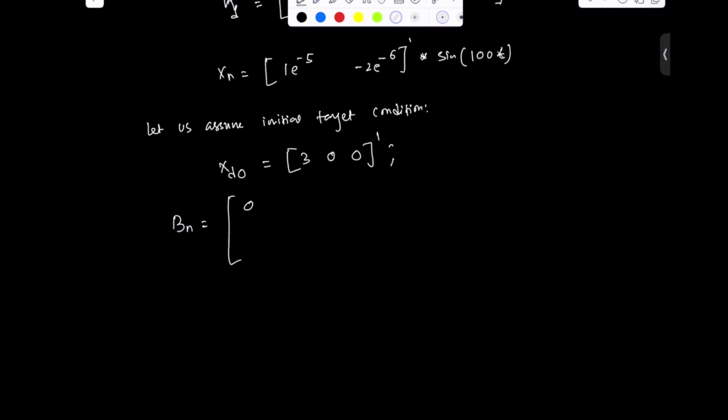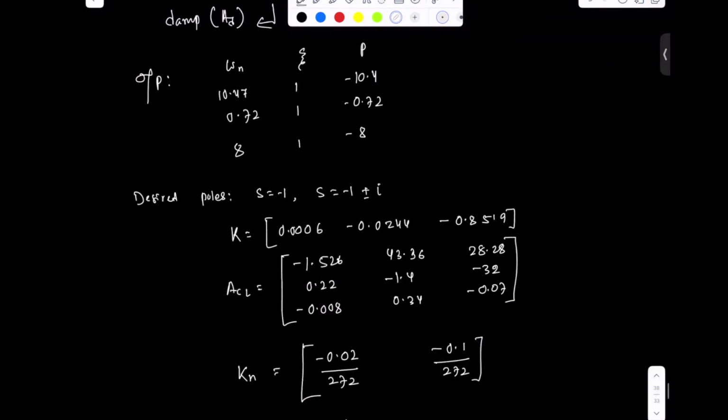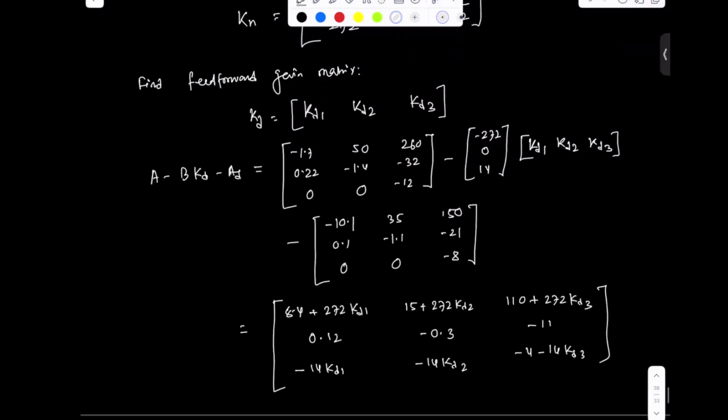If you remember, 0, 0, minus 0.0035, 0.004, 0.001, 0.0051, and C we had as identity matrix 3, and D as equal to 0. So these are the values given to us. Now we'll go to the MATLAB part. I think we have found all the parameters you require for simulation.